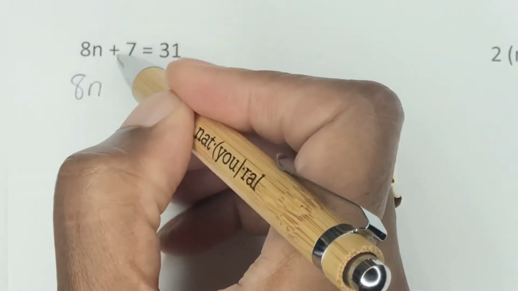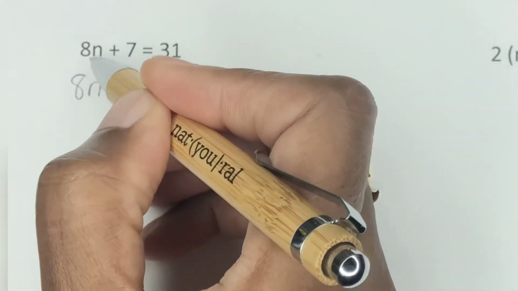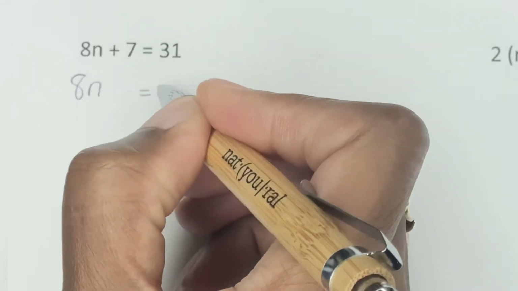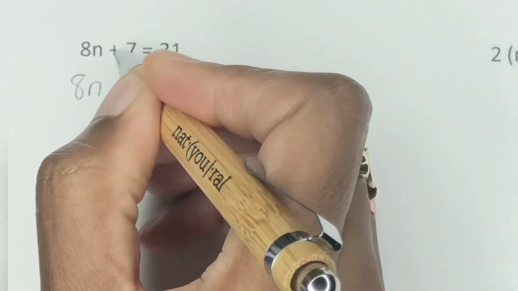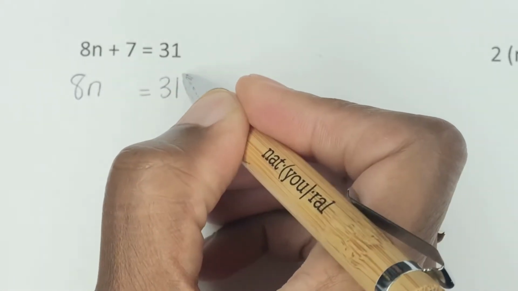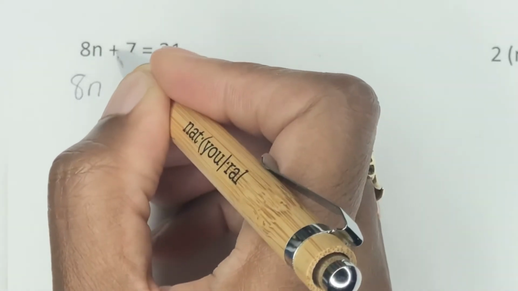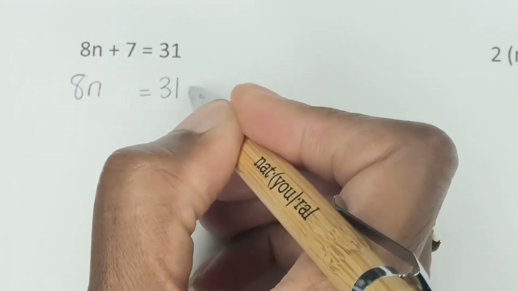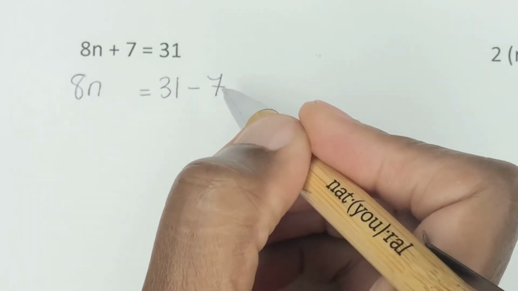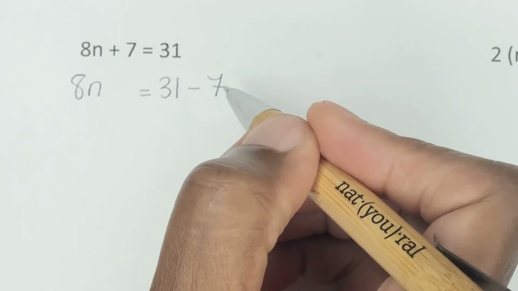All right, so we want the 7 to join its family. The 7 is not a family of the variable. The 7 is a number by itself. So then what we do is the 31 remains on this side. 7 comes over. Now when it joins its family and it moves over, it changes its sign. So right now it's a plus 7, so we want it to be a minus 7. Remember, this is the quickest way to getting the variable alone.